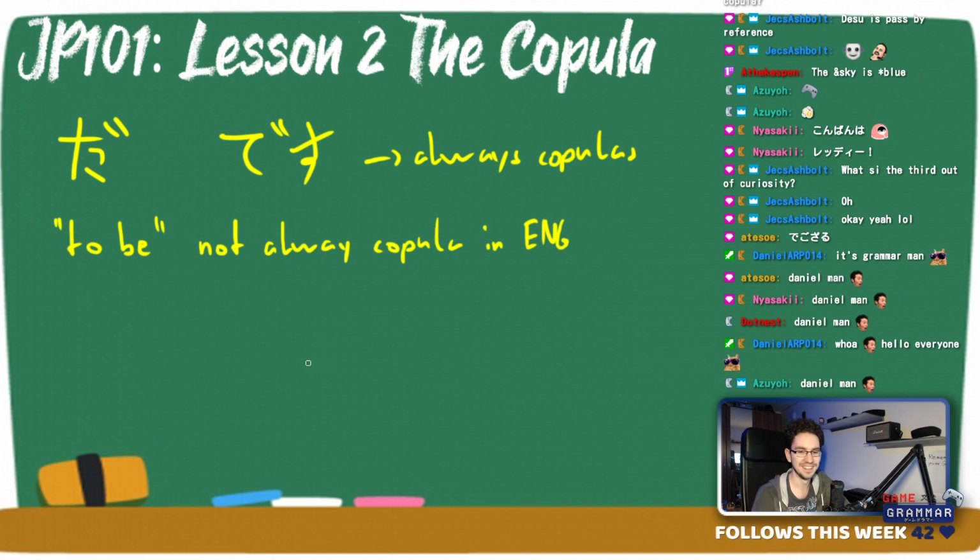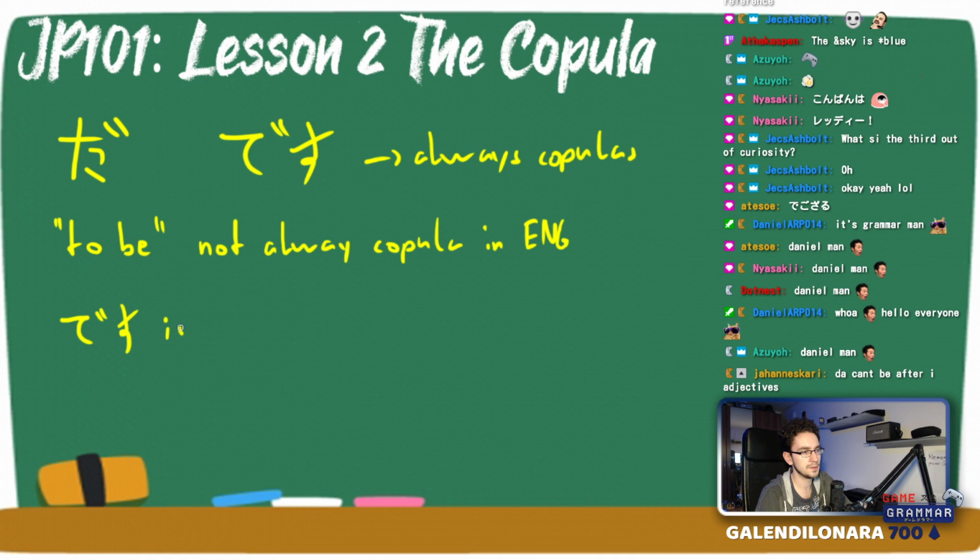Wow. That's quite good. So we have these, okay? Now, what's the difference between da and desu? Well, essentially, desu is more or less the polite version of da, okay? Exceptions apply. Polite version of da.